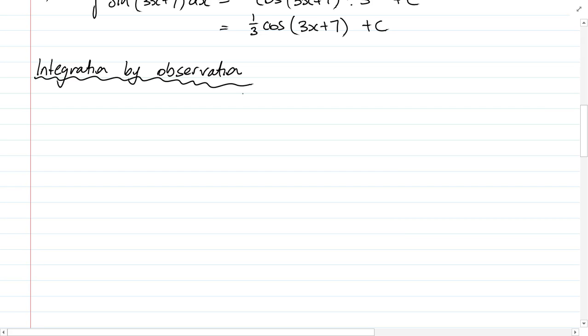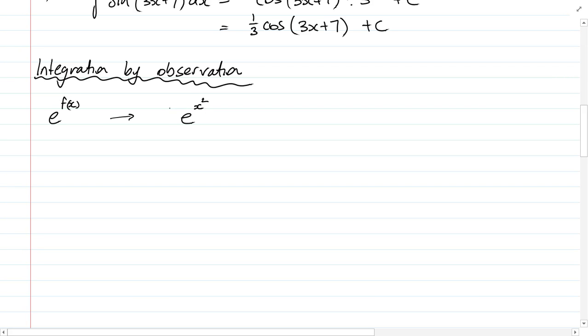So for integration by observation, it's just a case of having a problem where you need to be able to see two key factors to the question. And let me just show you an example. Let's say we had e to the power of f of x. But I'm going to write this down for my example as e to the power of x squared. So you can see now it's not a linear function inside of our big function. Our big function is e.